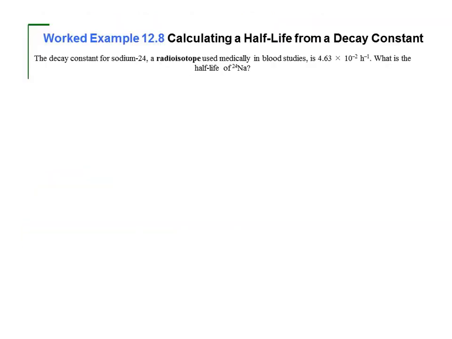The decay constant for sodium-24 is 4.63 times 10 to the negative second inverse hours. What is the half-life of sodium-24? Again, this example is really just to adjust you to the terminology. This decay constant is what they call the rate constant. So this is really your value of k, right? Decay constant is a synonym for rate constant. Your decays are nearly always first order. If they don't say otherwise, assume decays are first order.